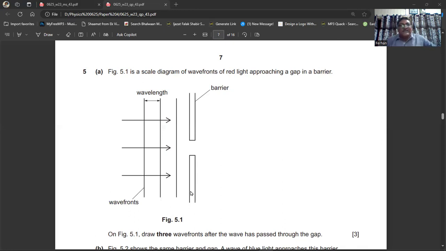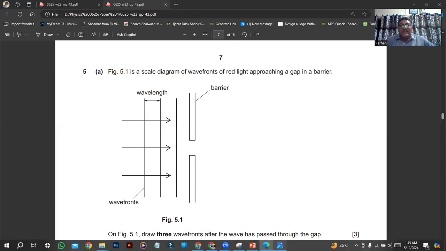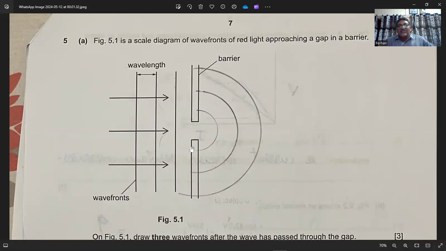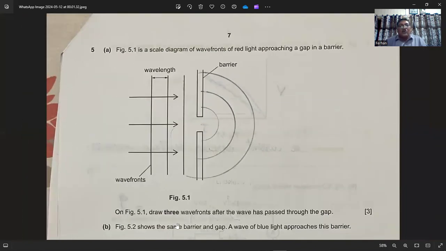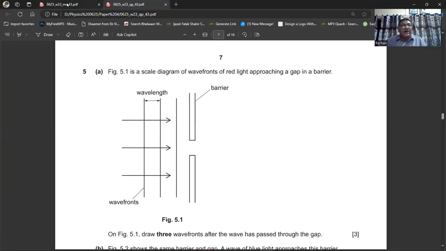One of my students has drawn these wavefronts, and let me show you that. Can you see this diagram? Hopefully this is okay. She put the compass needle here and drew that, then she opened the compass equal to 2 wavelengths and drew this semicircle, then opened the compass equal to 3 wavelengths and drew this. So these are perfect semicircular wavefronts, and you can see that the wavelength has not changed. This is how you do this, and let me show you the marking scheme.